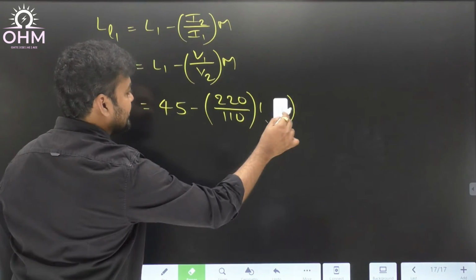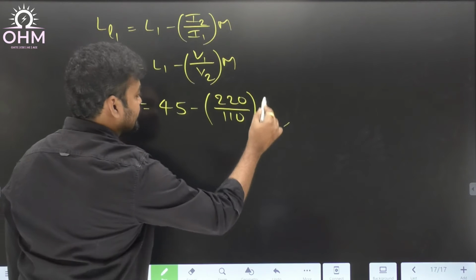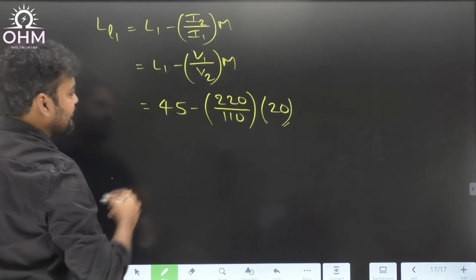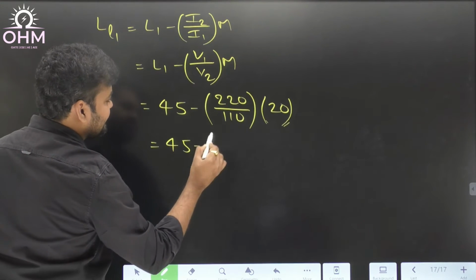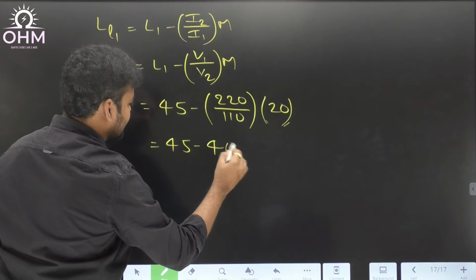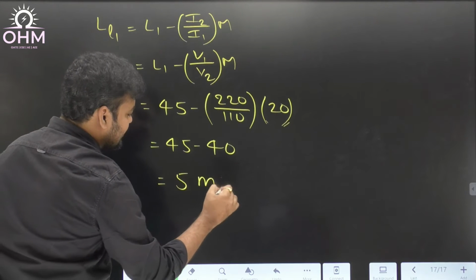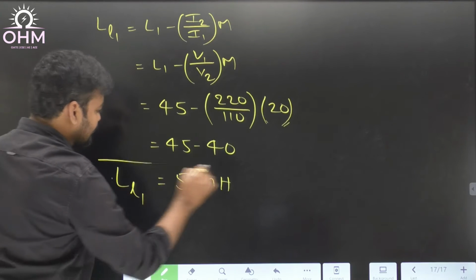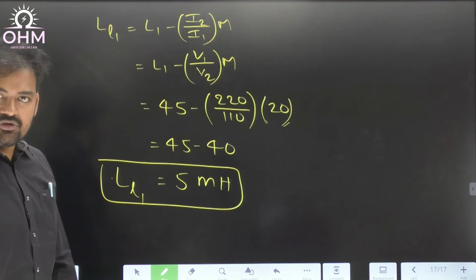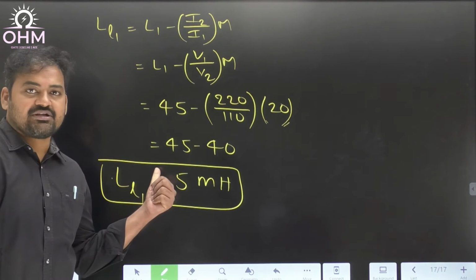So mutual inductance is 20 millihenries. Therefore, if I solve it, 45 minus 2 into 20, 40. Therefore, primary leakage inductance will be equal to 5 millihenries. Okay, this is the primary leakage inductance.